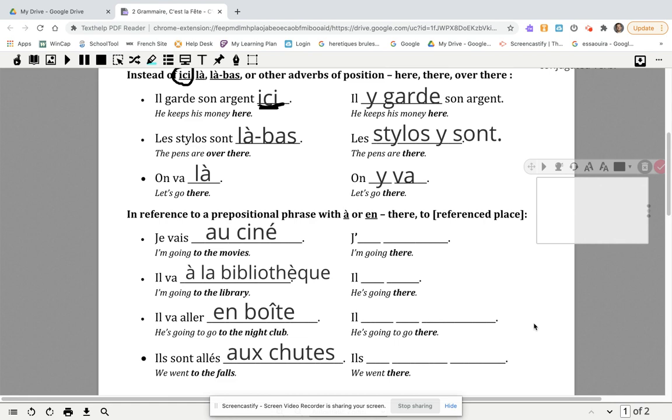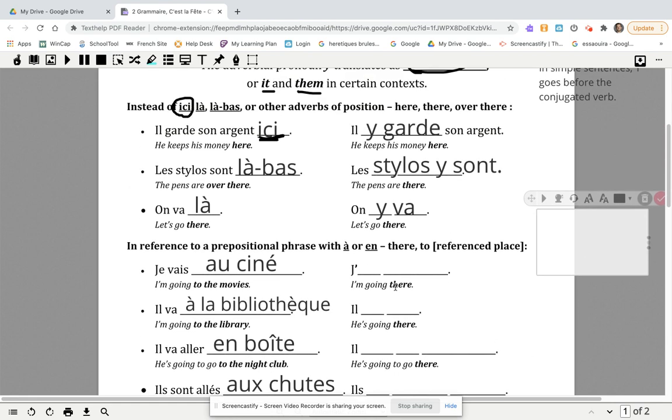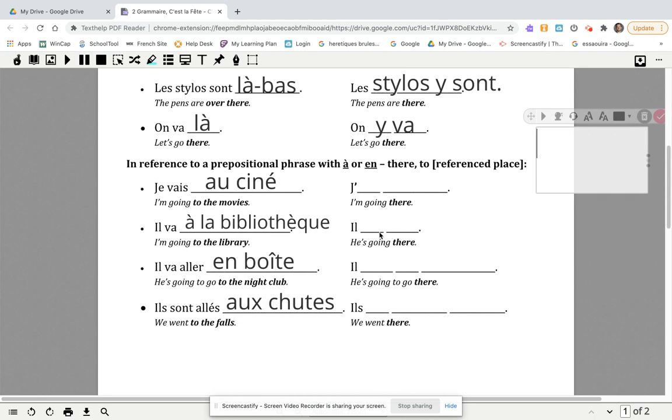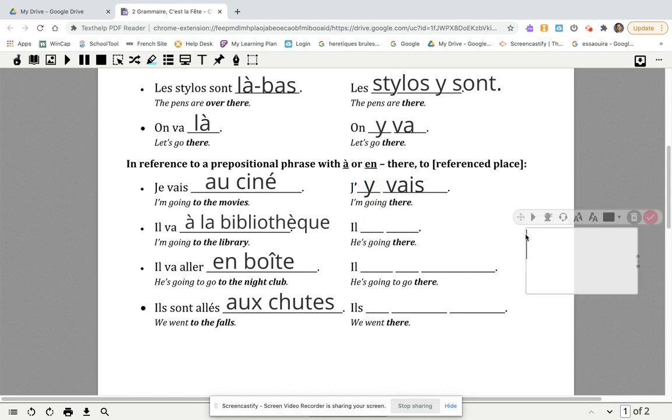Okay. Next. Now, certainly the words here, there, and there, although they roughly mean the same thing as "y", I mean, they do mean the same thing. You can also use "y" to refer to other places. So if someone says, nous allons au cinéma, or tu vas au cinéma avec nous, are you going to the movies with us? You could say, oui, je vais avec vous, or je vais au cinéma avec vous, or you can say, oui, j'y vais avec vous.